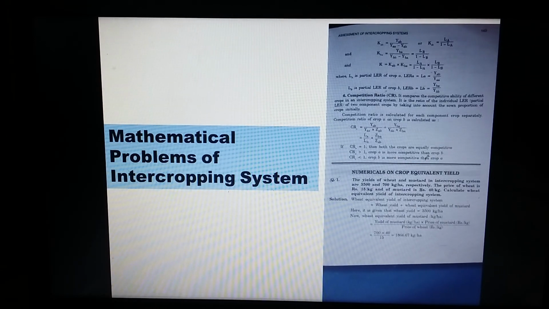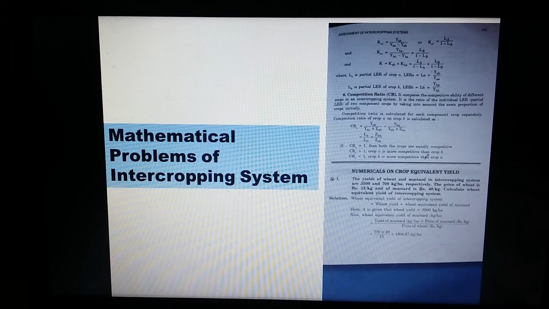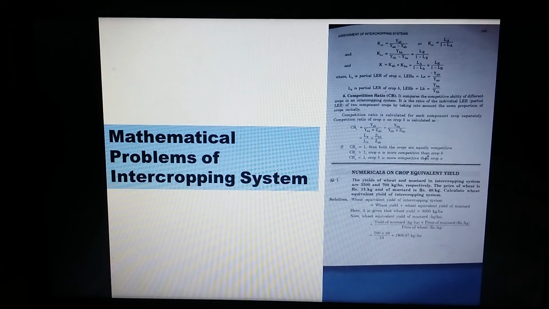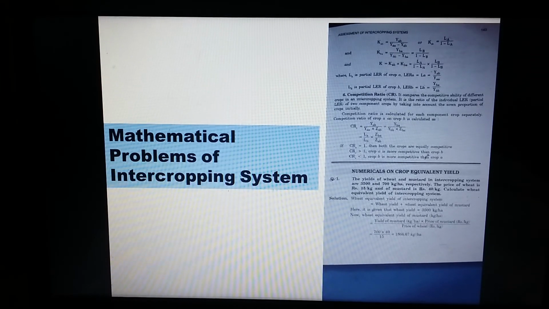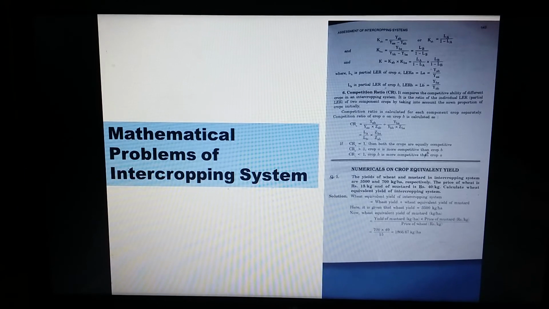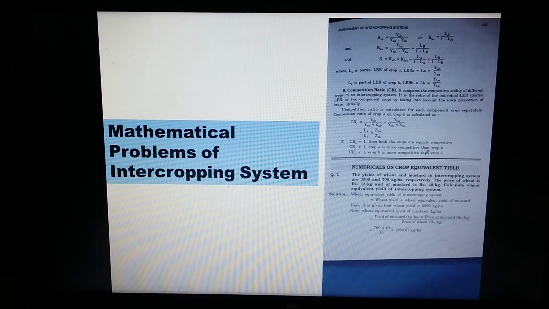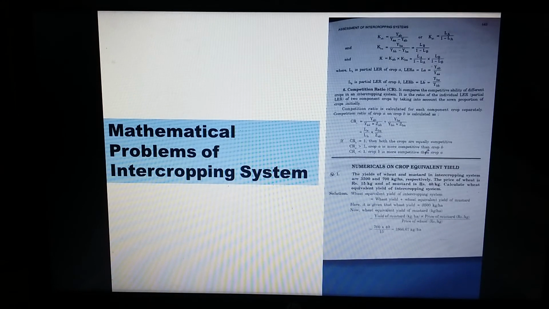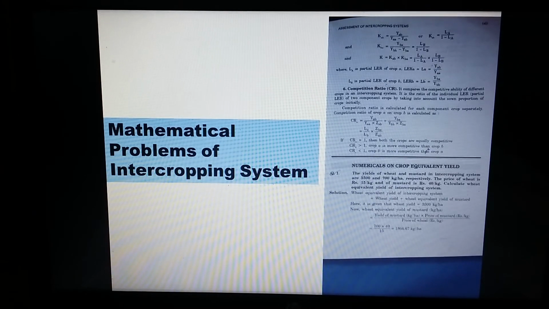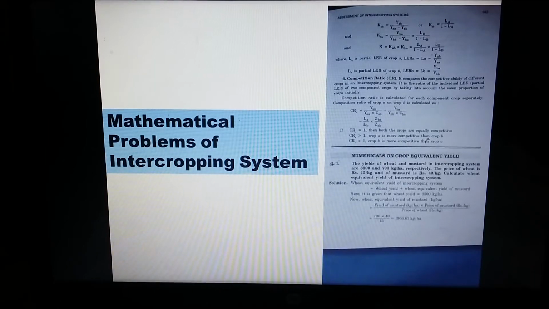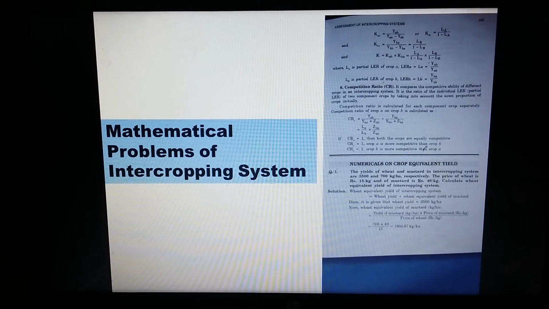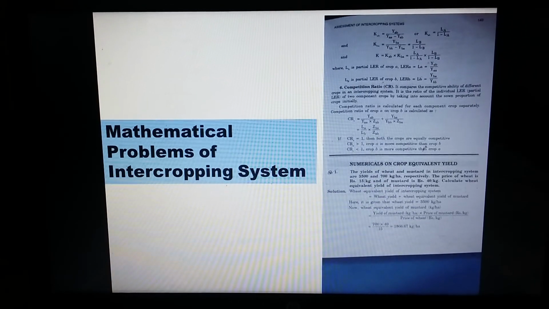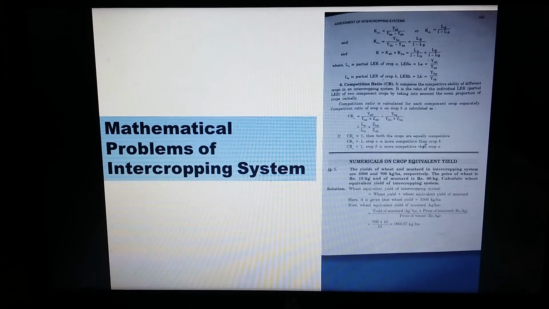Now our last assessment of the intercropping system is the competition ratio, that is CR. Competition ratio is used to compare the competitive ability of different crops in an intercropping system. It is denoted as CR. CR is equal to YAB divided by YAA into ZAB, divided by YBA by YBB into ZBA.